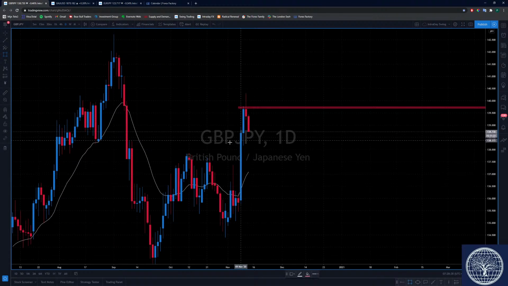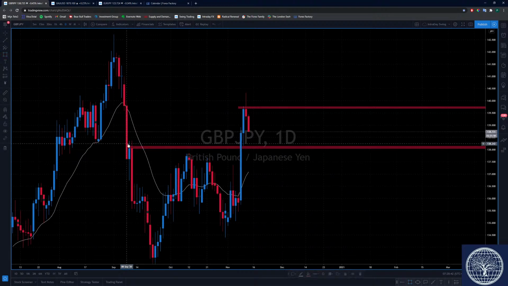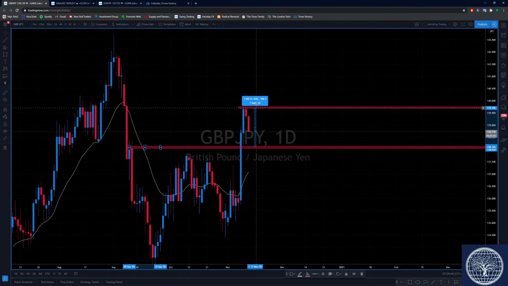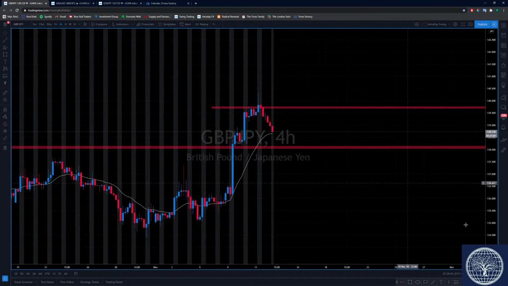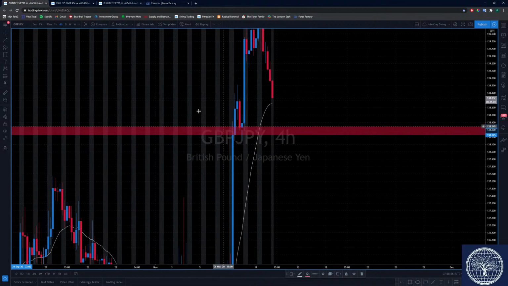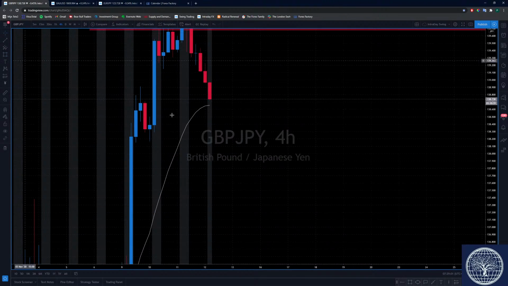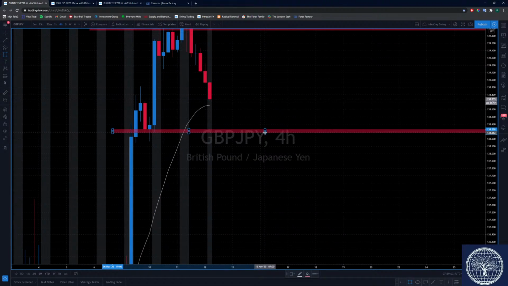Now, if we look to the left, we see the nearest level would be this old resistance, which should now act as support. So now we have this range on the daily, 160 pip range. So let's drop to some lower time frames and basically we can streamline this zone to be more relevant to the current price.